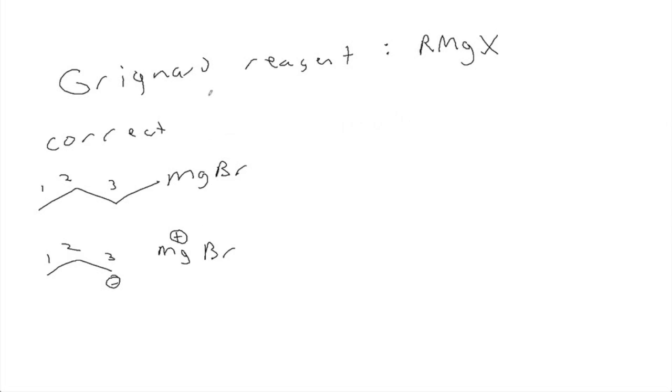So there are two correct ways to draw a Grignard reagent. We could draw it like this, or we could draw it like this. Those are both correct. Now, the problem I had given you was already drawn this way. So in this case, there would definitely be no reason to put in the formal charges there.